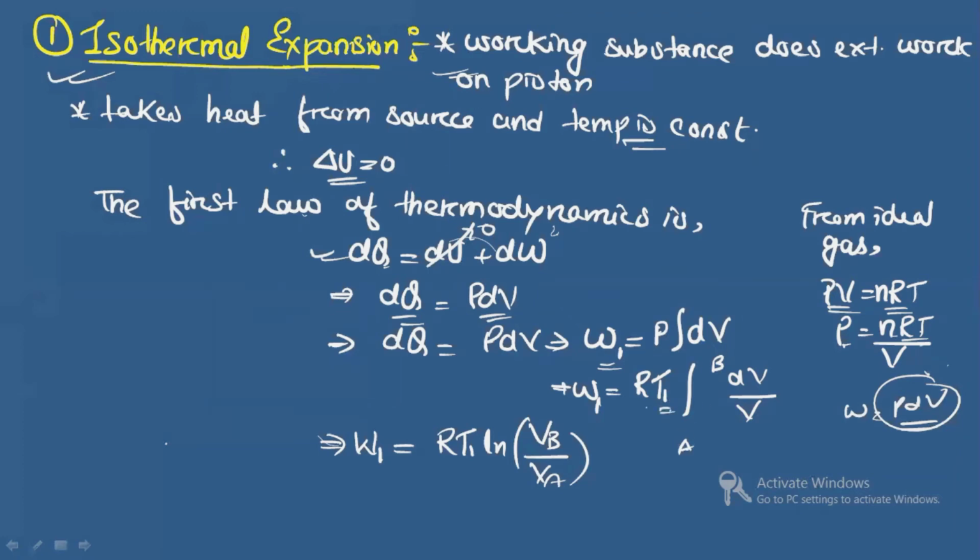And the state is from A to B, dV by V. When you take the integration of this term, you will get ln V, and the integration limit will be from VA to VB. So you will have ln VB by VA. So this is W1. W1 is equal to RT1 ln VB by VA. So this is the work done for isothermal expansion.